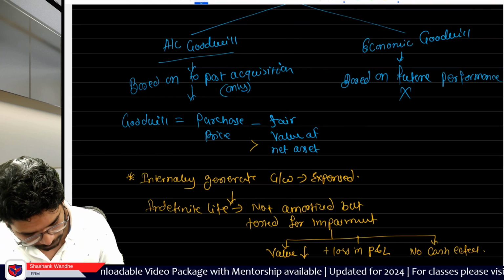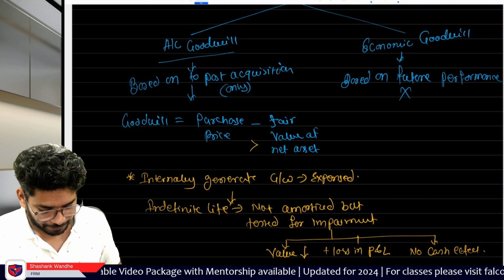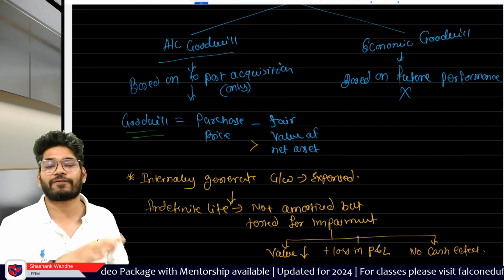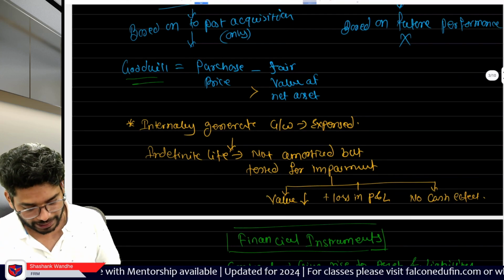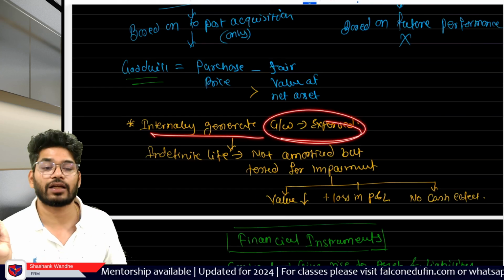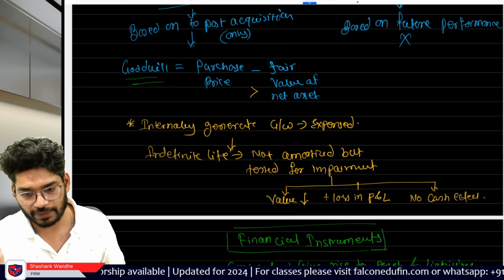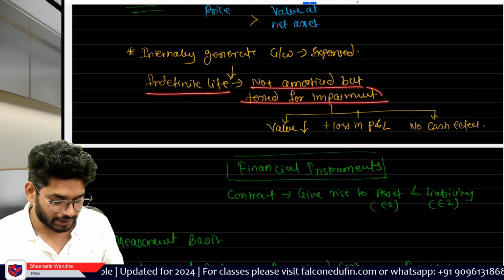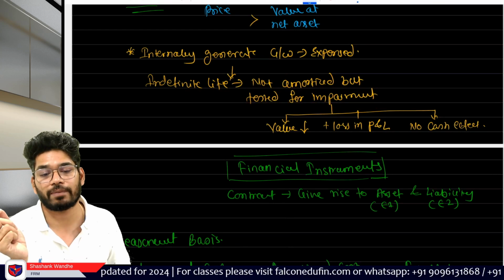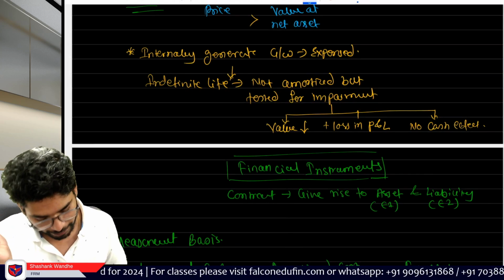Now, remember the formula for the goodwill: purchase price minus the fair value of the asset. Then, if the goodwill is internally generated, goodwill is expensed always. Because goodwill has an indefinite life, it is not amortized, but it is tested for impairment.